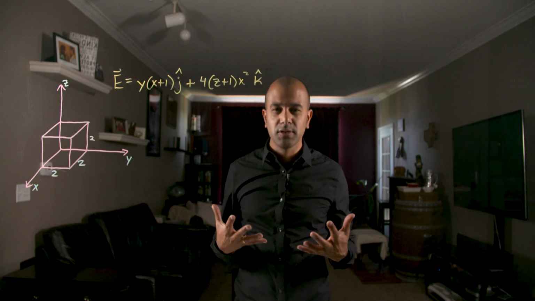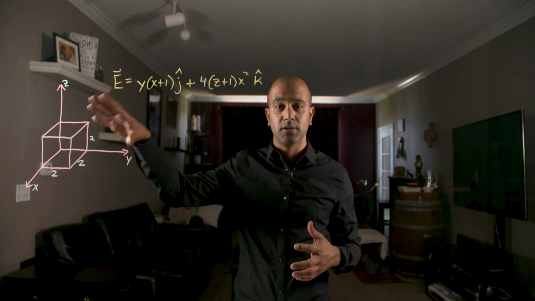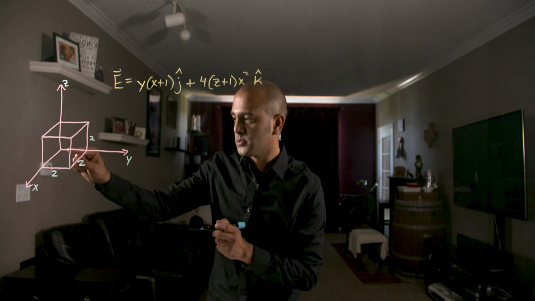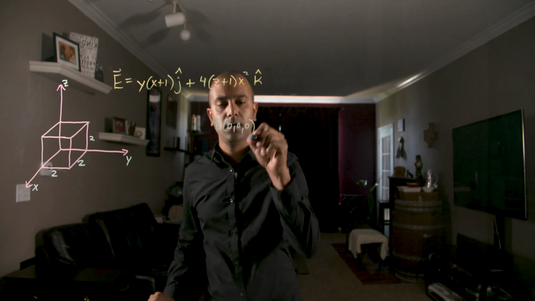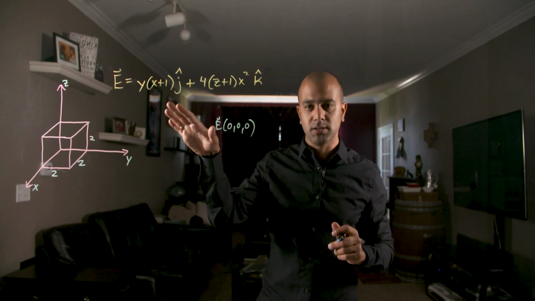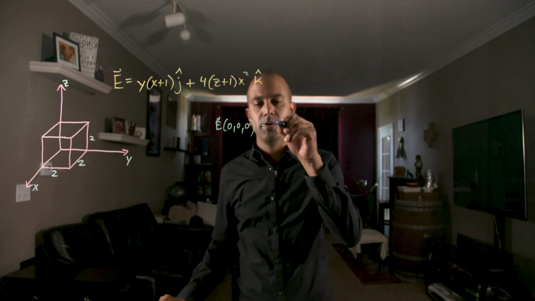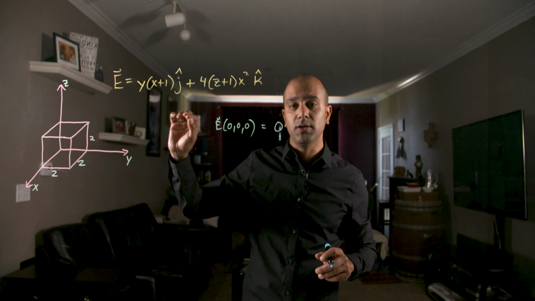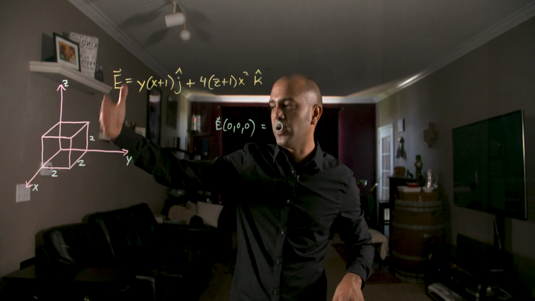So just to intuit this, let's start by calculating the electric field at a couple of different points on the surface of the box. For example, the field at the origin, 0, 0, 0, so right there. To do that, you just plug in 0, 0, 0 for x, y, and z into this expression, and you get 0 plus 0. So the field there is actually 0. At that point, the field magnitude is 0. There's no field there.